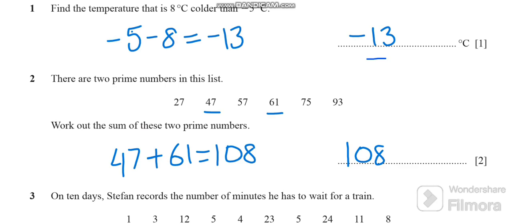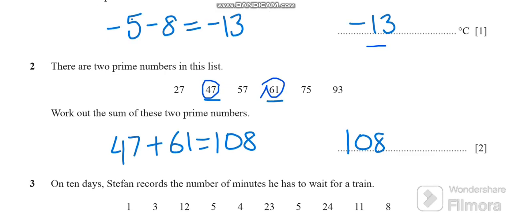So the sum of the two prime numbers will be, first one will be 47 and the second one will be 61. So 47 plus 61 will be 108. So the sum or the answer will be 108.